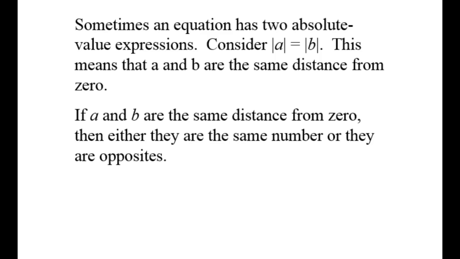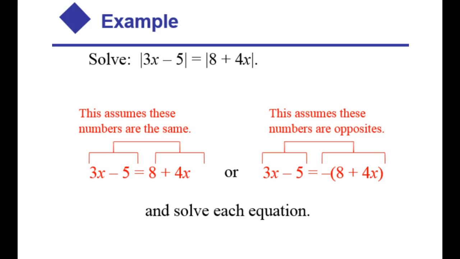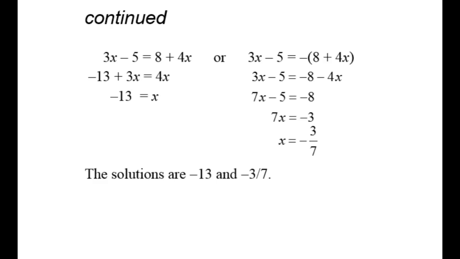Sometimes absolute values are set equal to other absolute values, so we'll have absolute values on both sides. If that's the case, we'll set this absolute value equal to the positive of this, and set the absolute value equal to the opposite of this. So 3x minus 5 is the positive, 3x minus 5 is the opposite of that. Again, same way that absolute value works. We'll distribute the negative, get all the variables on the same side, and x could be negative 13, or x could be negative 3/7.